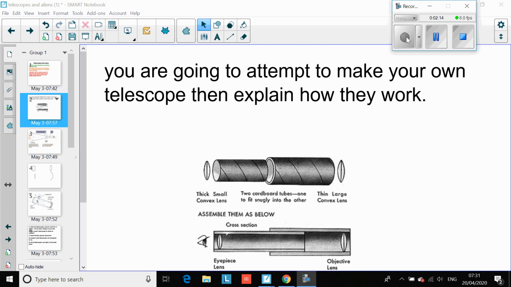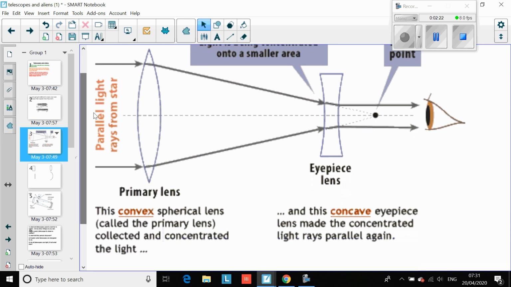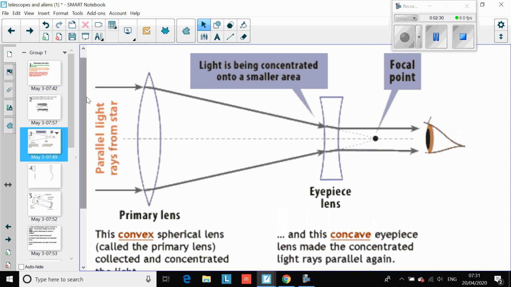So the first type of telescope we're going to look at is this one. This is called a refracting telescope, and it's called this because it refracts light. If you think back to what you learned in Year 7, you hopefully remember that when light goes through something made of a different material, like glass for example, it changes direction, it bends. And if the glass is of a specific shape, it will bend in a specific way.